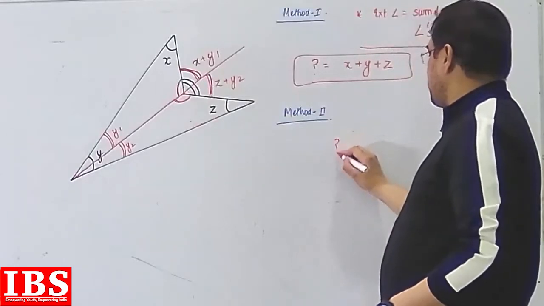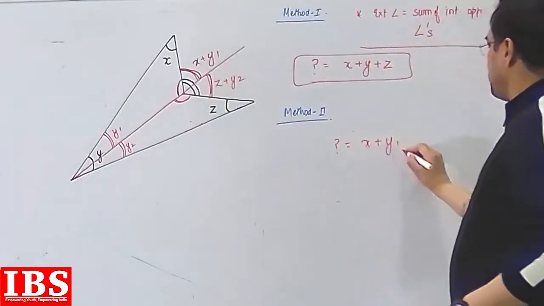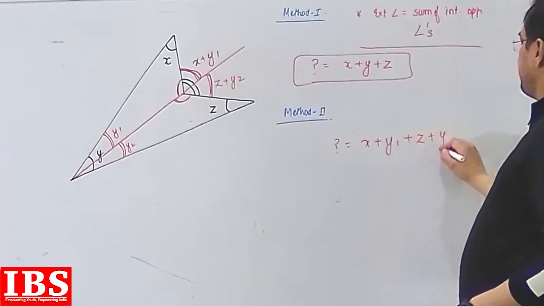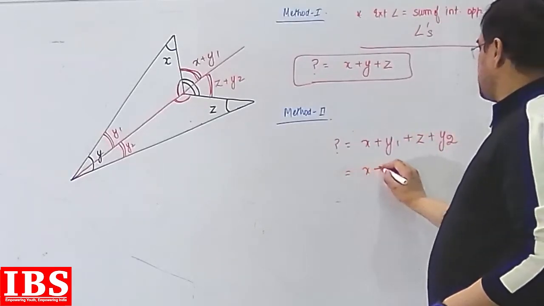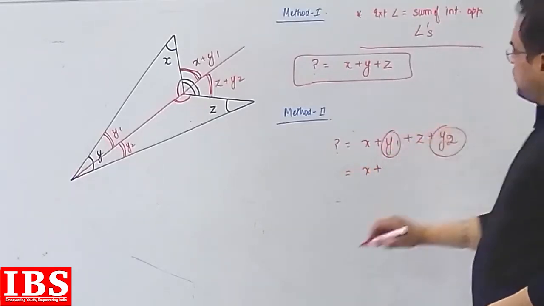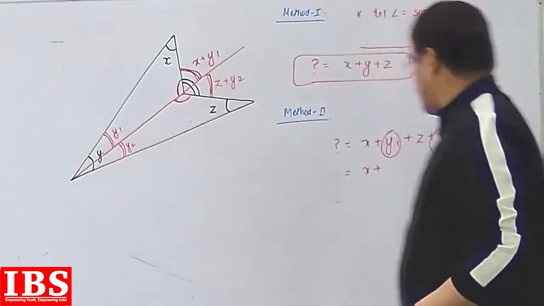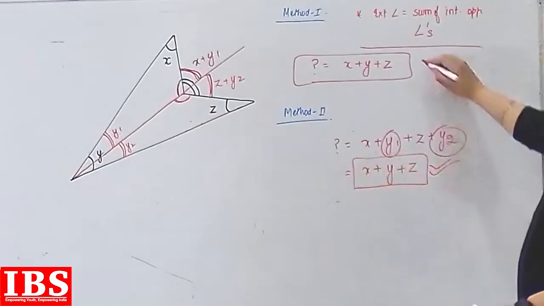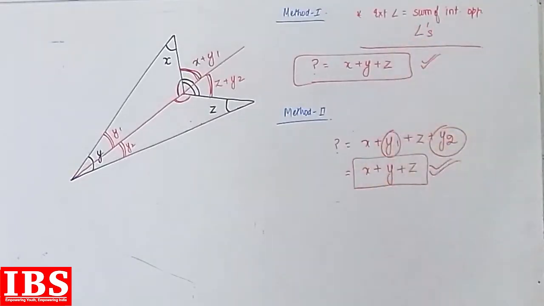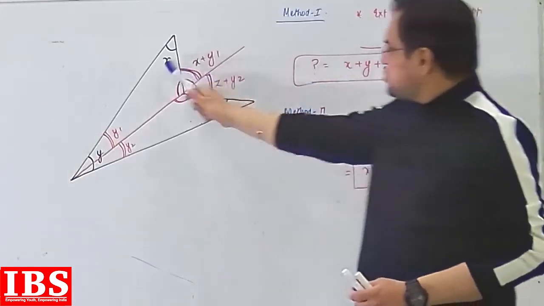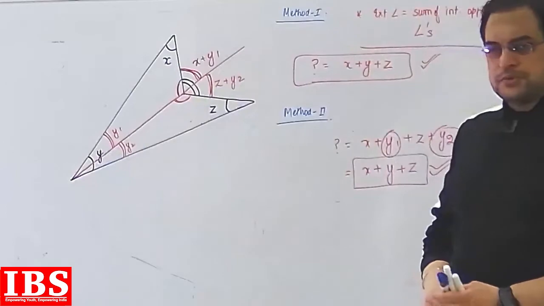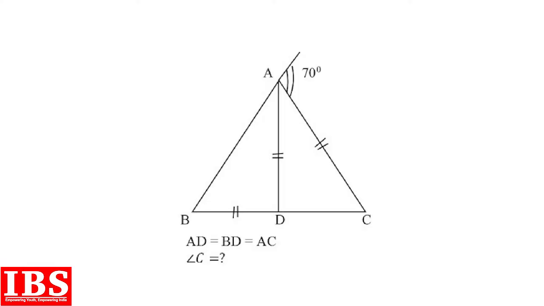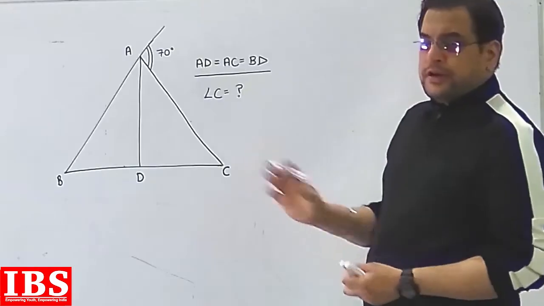So this will be equal to x plus y1 plus z plus y2, that is x plus this y1 and y2, the total comes out to be y. So x plus y plus z. You can calculate by either method number 1 or method number 2. Any which way, the answer will be the same, that is x plus y plus z will be the right answer.